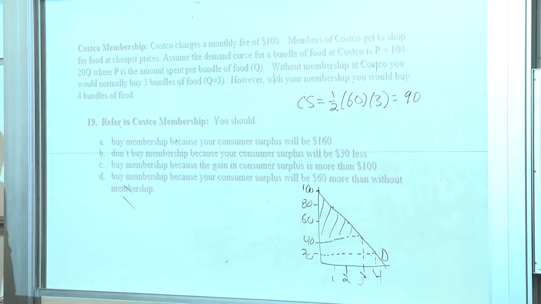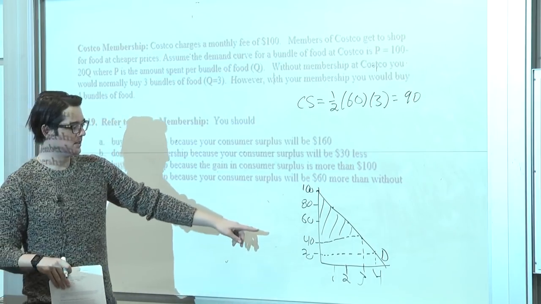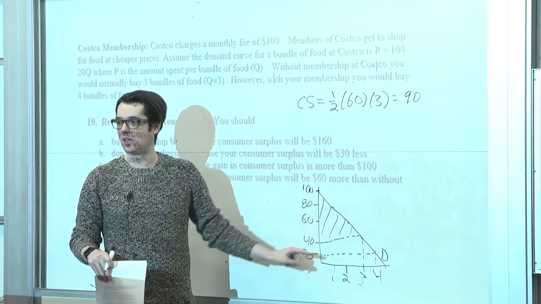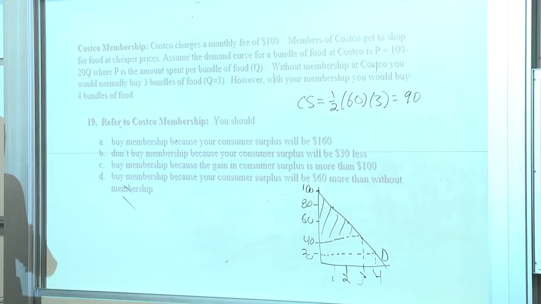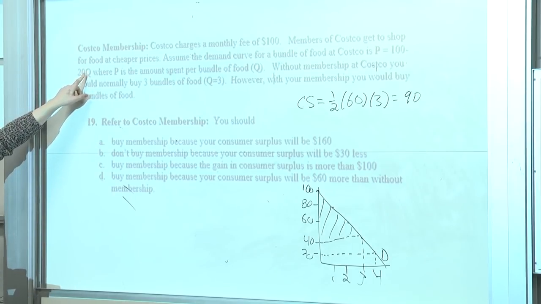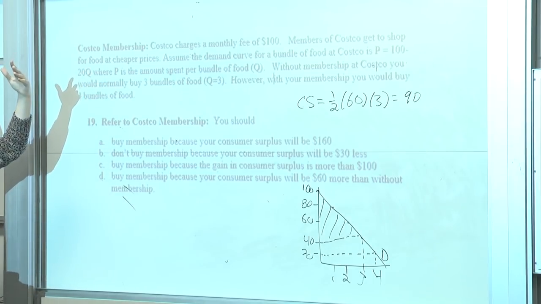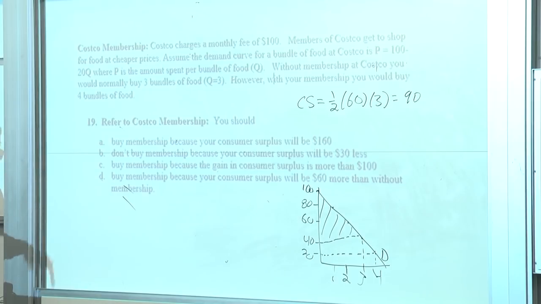Okay, now if you had a Costco membership, the prices are lower. So we're saying that it is low enough that you would buy 4 things. So the price that would induce us to buy 4 things is a price of $20. You get that by plugging in 4 here. You plug in 4, you get a price of 20. So that's the price that would induce us to buy 4 things.